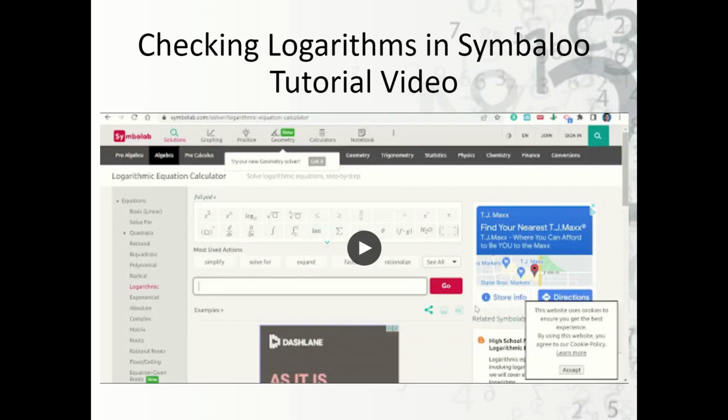Now there's a video here that shows you how you can check logarithms using Symbolab. So you can go ahead and watch this video.